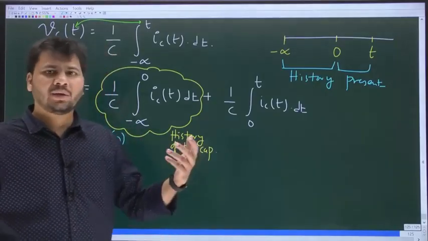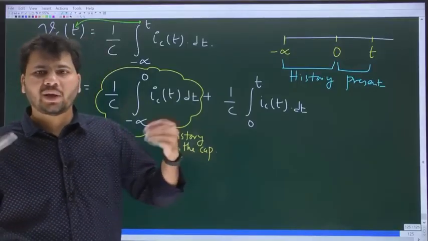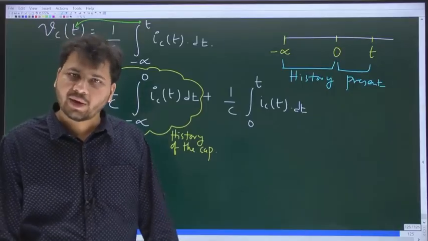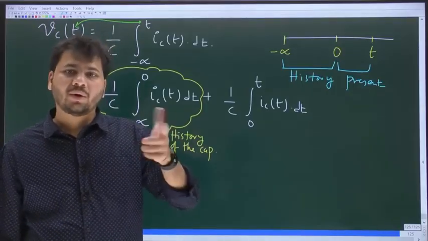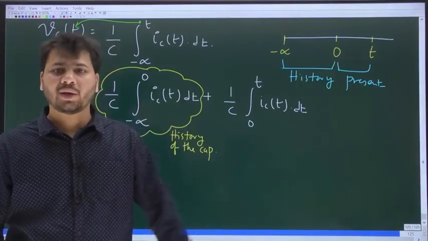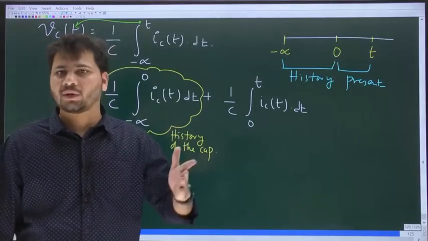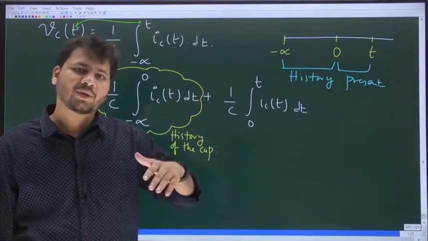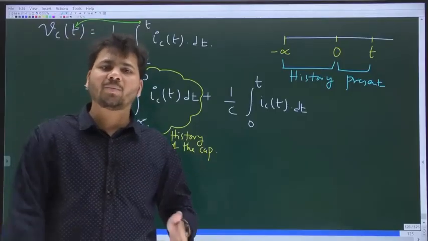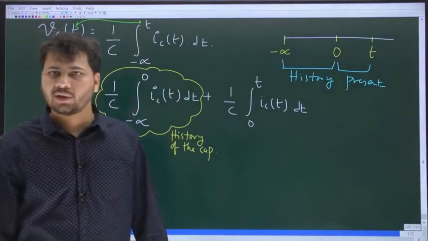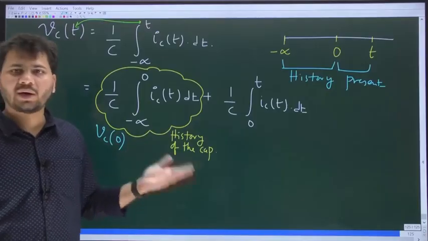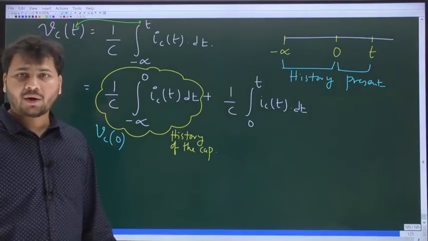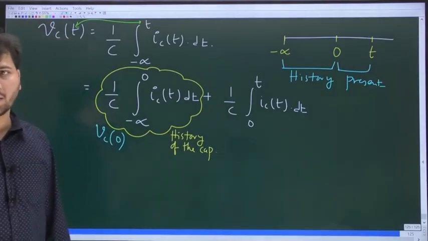Let us say there is some circuit which starts at t equal to 10 seconds. Then the voltage across the cap at 10 seconds will be the initial value. Understood? Whenever the circuit starts, there will be some voltage across the cap. So the voltage across the cap at the starting point of the circuit will be called the initial voltage across the cap. And our circuit starts at t equal to 0. So the voltage across the cap at t equal to 0 from now onwards will be called the initial voltage across the cap.